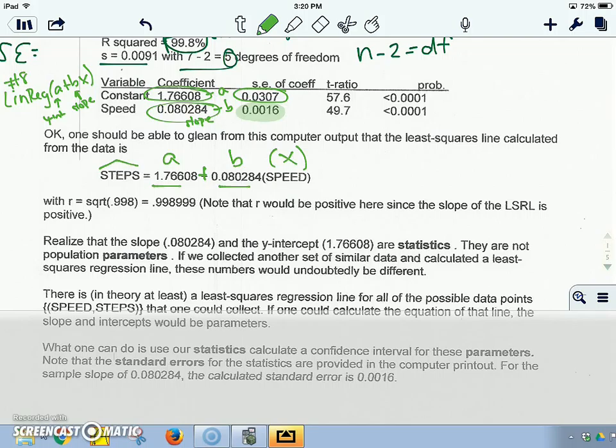Okay, and if we did take the square root of that 99.8, we'd get an R of 0.99. So a very, very strong positive correlation, which makes sense. Your speed is definitely going to affect how many steps you're taking.